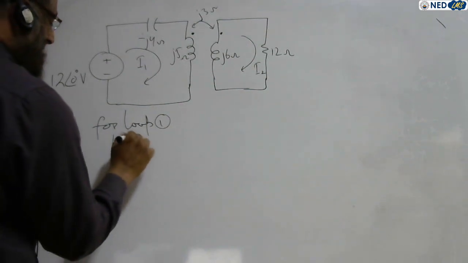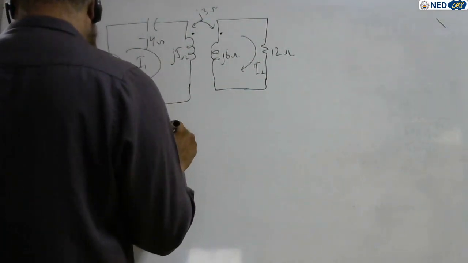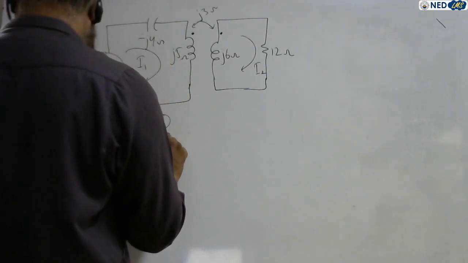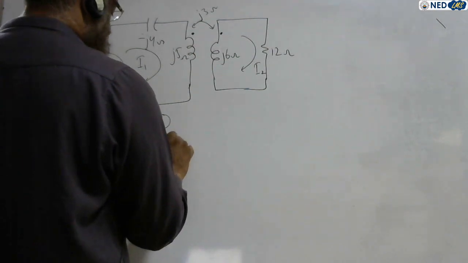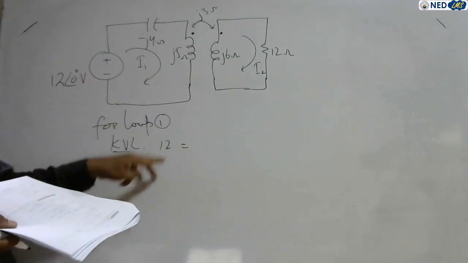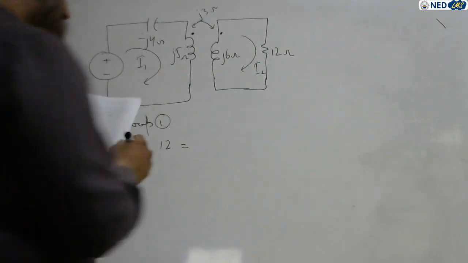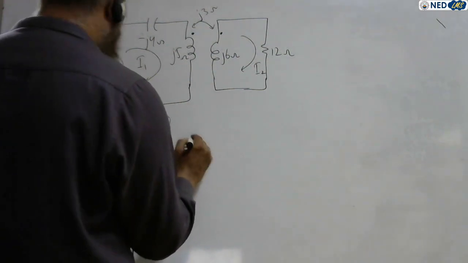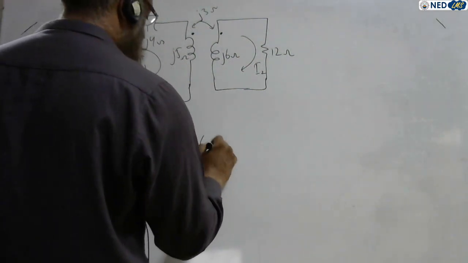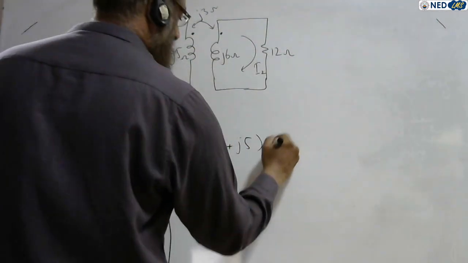For loop 1, what is the KVL equation? For loop 1, the KVL equation becomes, for example, this one is minus 12. Voltage rise is equal to voltage drop, so you put your source on one side. So by putting the source value on one side, 12 equals minus J4 plus J5 times I1.